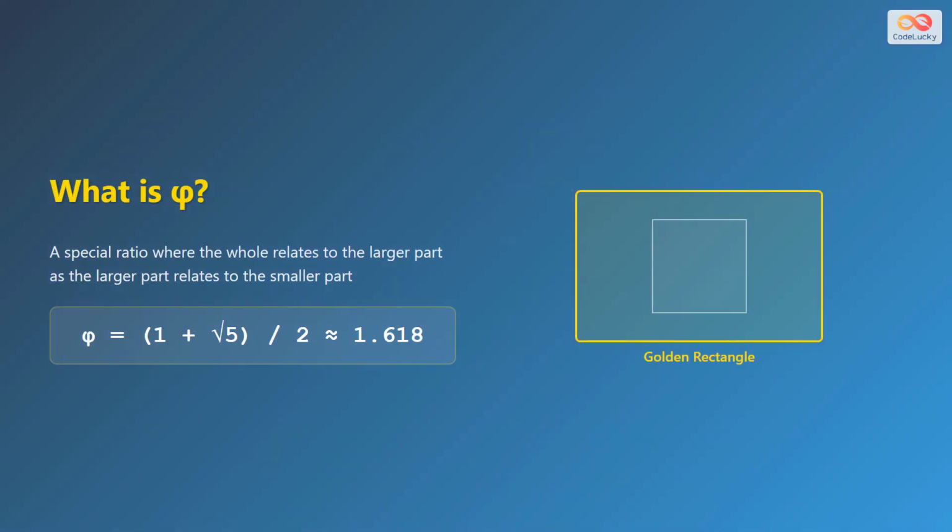What exactly is phi? The golden ratio represents a special relationship where the ratio of the whole to the larger part is the same as the ratio of the larger part to the smaller part. Mathematically, phi is calculated as 1 plus the square root of 5, all divided by 2, which is approximately equal to 1.618. This creates what is known as a golden rectangle.